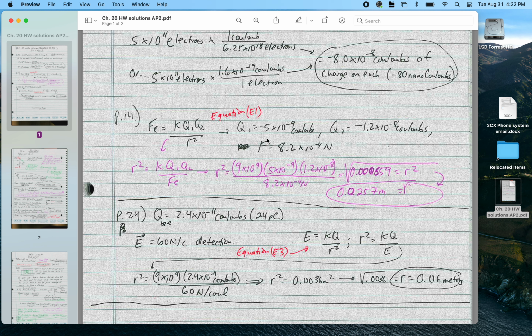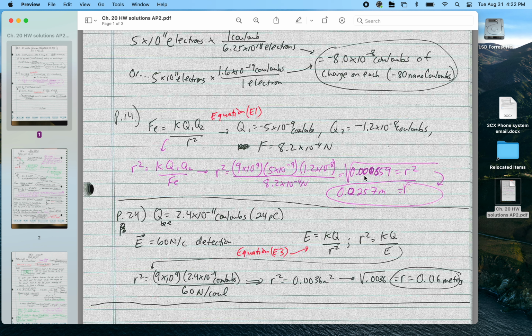So for problem 14, a small plastic sphere with a charge of negative 5 nanocoulombs close to a sphere with negative 12 nanocoulombs. If you have a force, what's the distance between the two? So first of all, I'm going to convert everything into standard units. So essentially, we are given this charge. You should know the constant is 9 times 10 to the 9th. You're given the force. So we rearrange to solve for r squared.